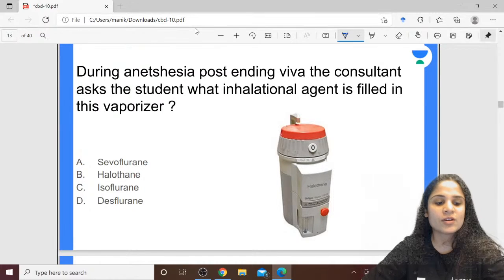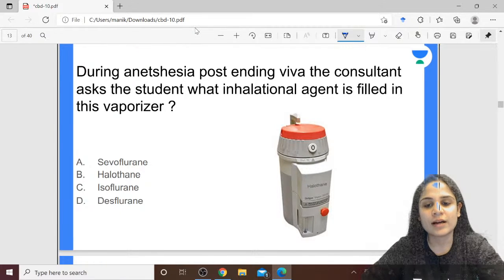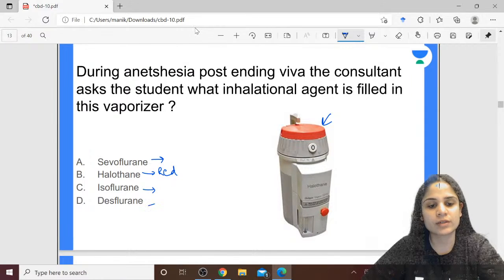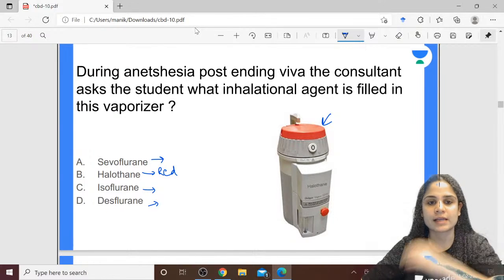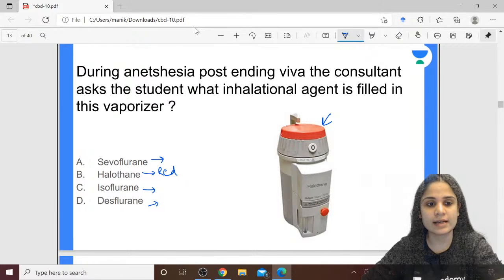Alright, so absolutely correct, Nimesh, your answer is right. This is a halothane vaporizer. You have to identify the vaporizers as per the color on the top of the vaporizer. Okay, so halothane is red in color. So can anyone tell me what is the color of sevoflurane, isoflurane and desflurane vaporizer? You need to remember all of these for your exam because they can ask you any of them, especially SIVO and ISO because they are more commonly used.